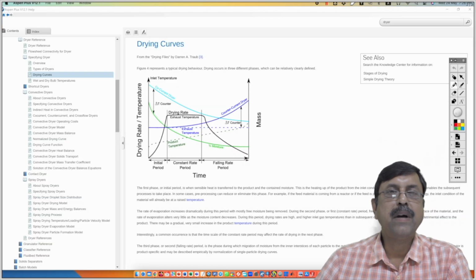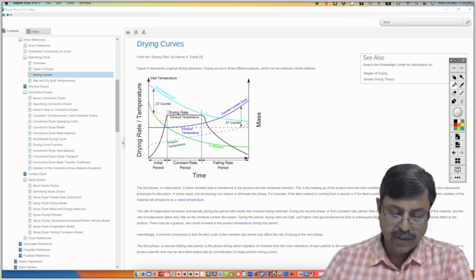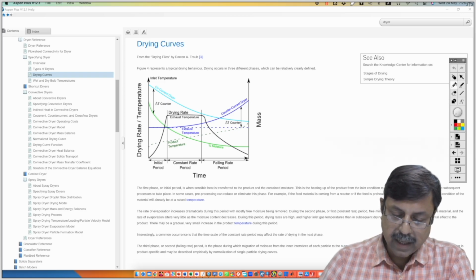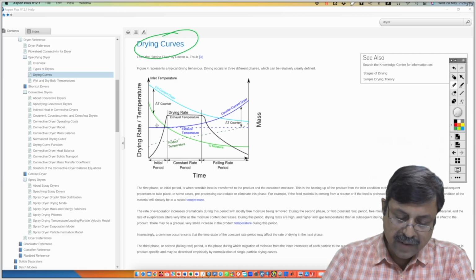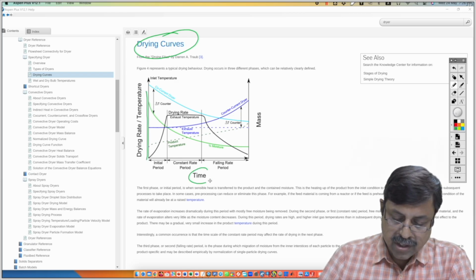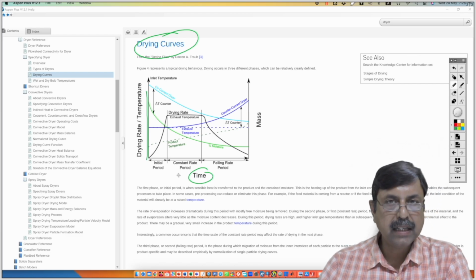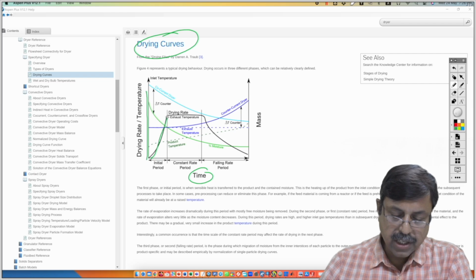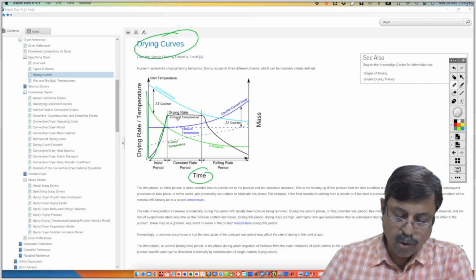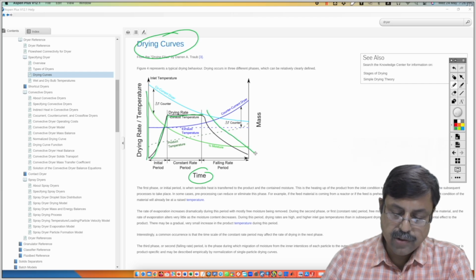You might remember what is drying rate. Drying rate can be obtained from these drying curves. Here you can find the drying rate, temperature versus time. So how the drying progresses with time: this is the initial period, this is the constant drying rate period, and this is the falling drying rate period.